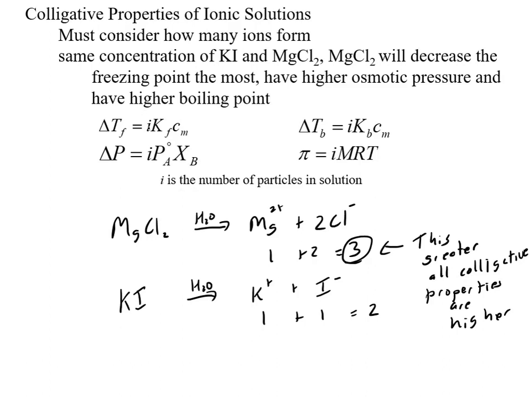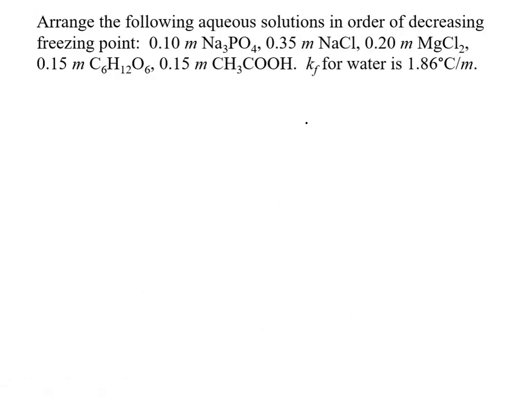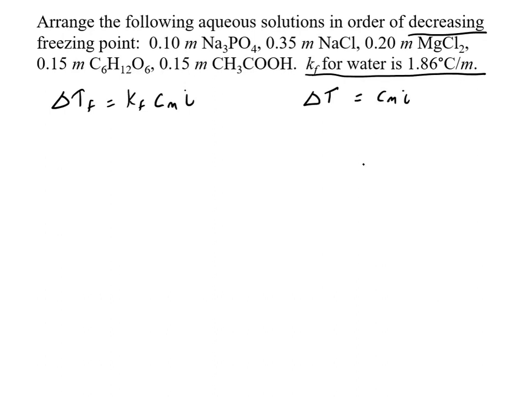So all I'm doing is adding an i to each one of these equations. I tend to put it at the end. The book puts it at the beginning, but it means the same thing. So let's look at this problem. It says arrange the following aqueous solutions in order of decreasing freezing point. First of all, the formula is delta Tf equals Kf Cm i. Like I said, I tend to put the i at the end. And Kf for water is going to be the same for all of these. So what I can basically say is that delta T is going to be proportional to Cm times i.